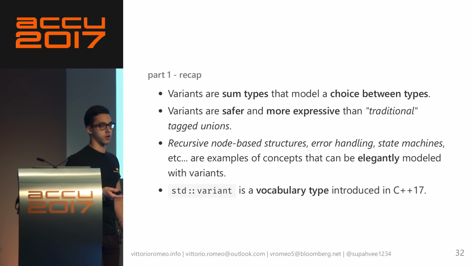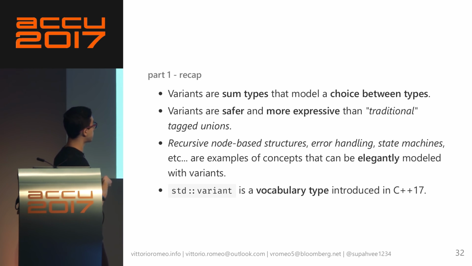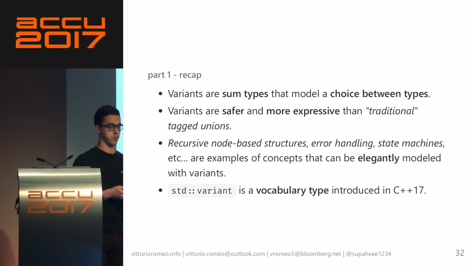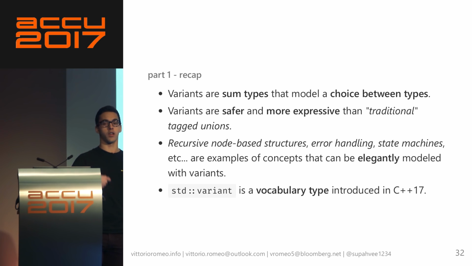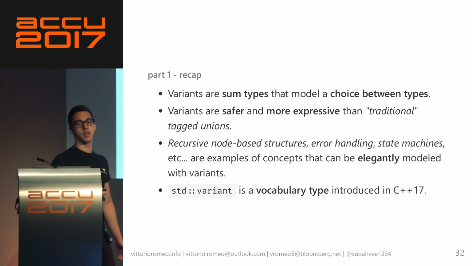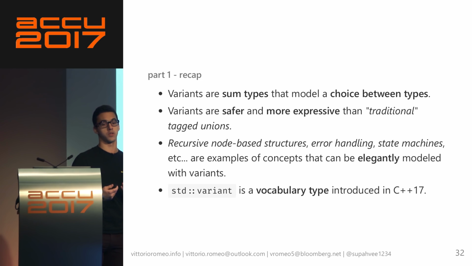So this is a recap of what we've seen so far. Variants are types that model a choice between types, and they are safer and more expressive than traditional tagged unions. Recursive node-based structures like trees or ASTs, JSON, error handling, and state machines are examples of concepts that variants can elegantly model. Also, std::variant is standardized in C++17, and it is a vocabulary type. That means you are encouraged to use that type in your interfaces, and that it should be something common between all programmers, easily recognized and easy to use.